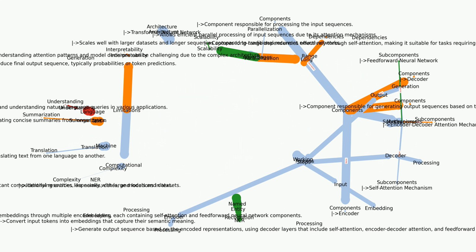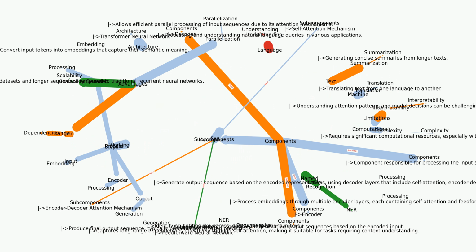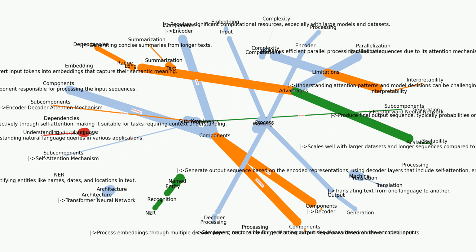Advantages. Parallelization: allows efficient parallel processing of input sequences due to its attention mechanisms. Long-range dependencies: captures long-range dependencies effectively through self-attention, making it suitable for tasks requiring context understanding. Scalability: scales well with larger datasets and longer sequences compared to traditional recurrent neural networks.